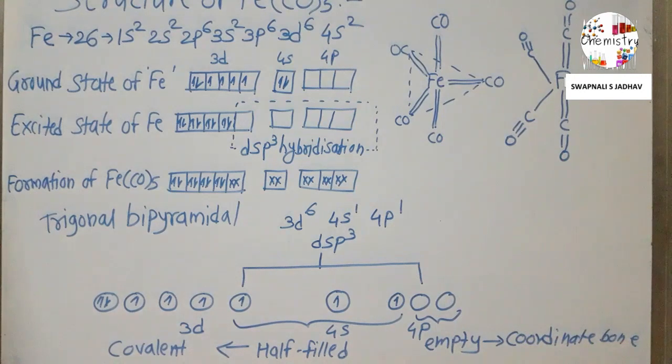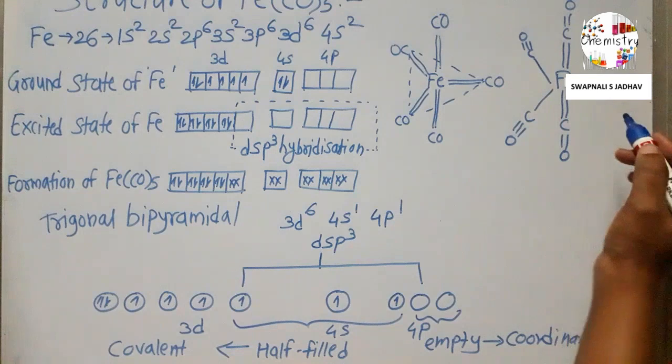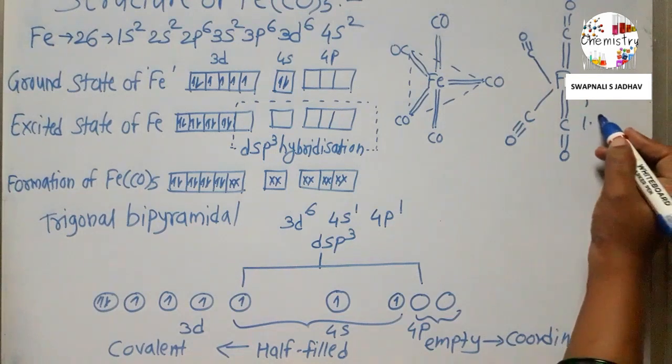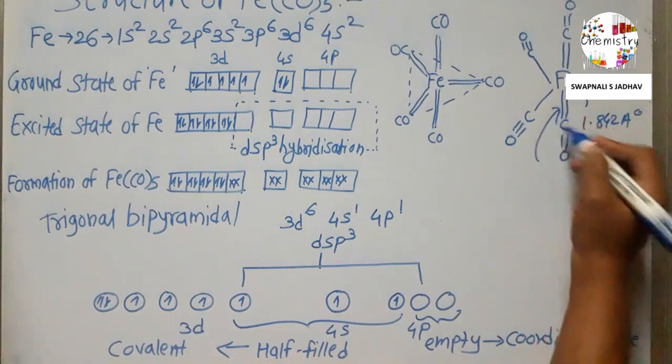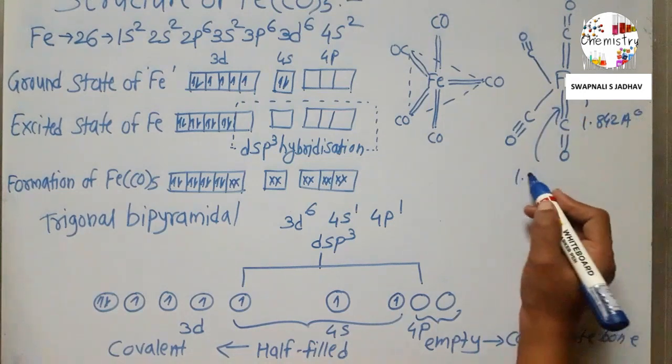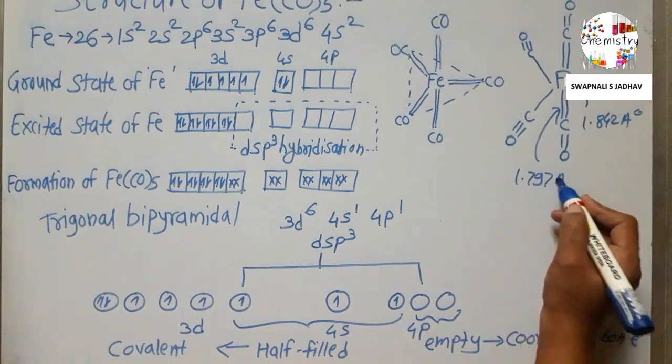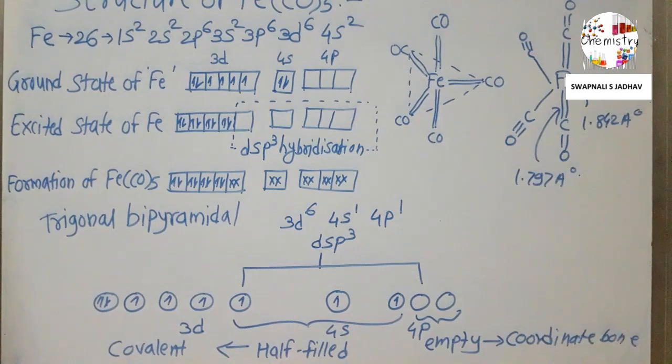So here the equatorial bond length is 1.842 angstrom and the axial bond length is 1.797 angstrom. Okay, understand?